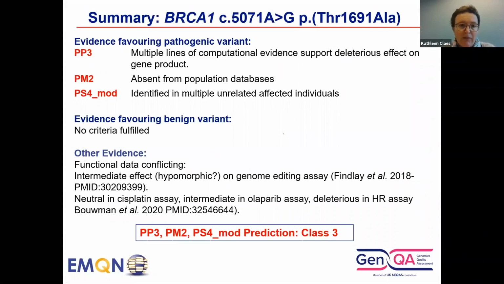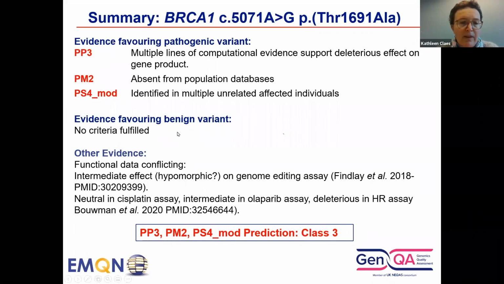So, summarized, we have a lot of information, which is often the case for variants in BRCA1 and 2, because they are probably the most sequenced genes worldwide. We have some evidence favoring a pathogenic effect. So PP3, multiple lines of computational evidence supporting a deleterious effect. We have PM2, it's not present in population databases like gnomAD. And PS4 moderate, it is identified in multiple unrelated affected individuals, as we have seen in ClinVar, where it has been reported several times.